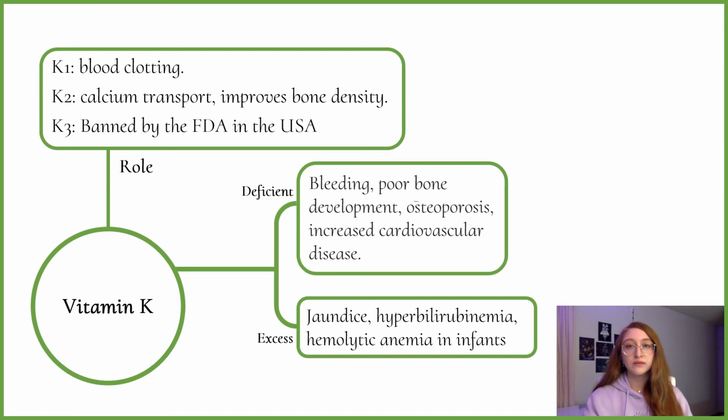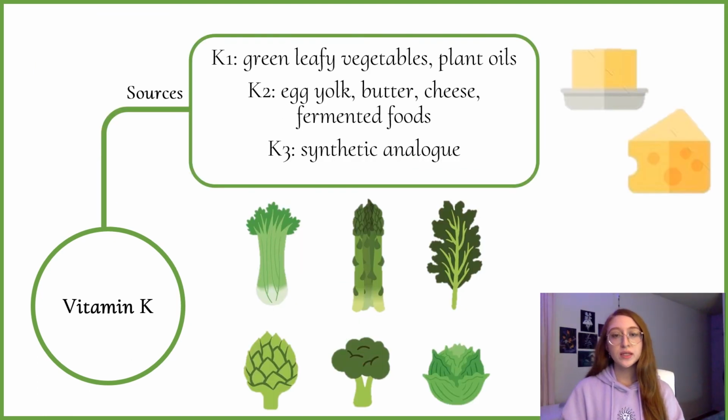anemia in infants. For the sources of vitamin K, K1 is found in green leafy vegetables and plant oils. K2 is found in egg yolk, butter, cheese, and fermented foods. And K3 is a synthetic analog.